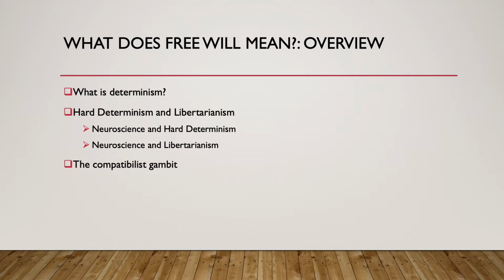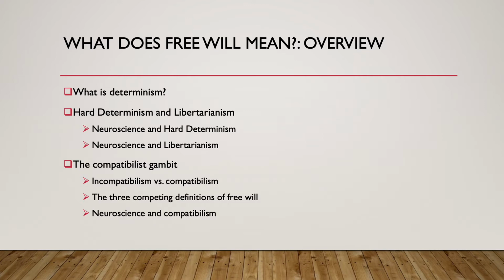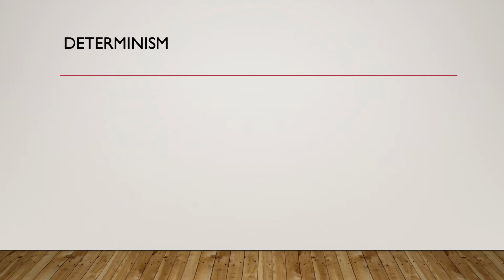Then we'll talk about what I'm going to call the compatibilist gambit, and we'll distinguish between what's called incompatibilism and compatibilism about free will. And then we'll see how this relates to the three competing definitions that we've already seen. And then we'll look at the relationship between neuroscience and compatibilism.